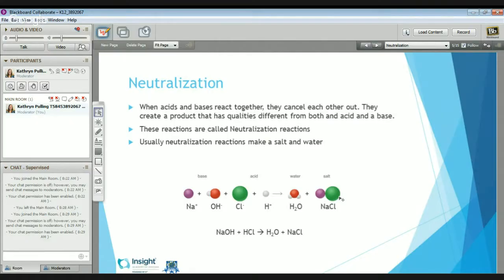So if you combined NaOH with hydrogen fluoride, you make sodium fluoride, which would also be called a salt.